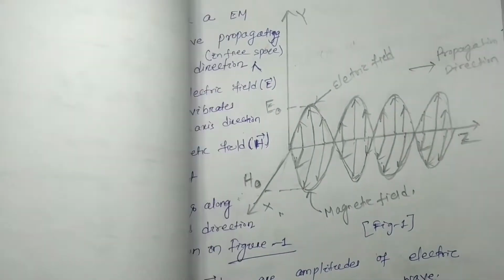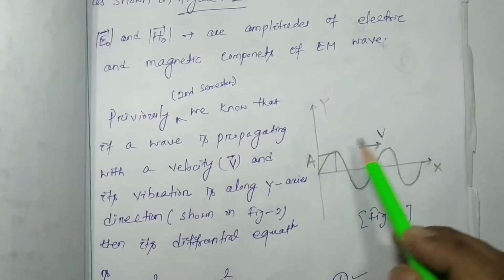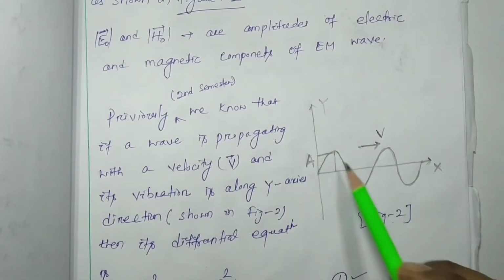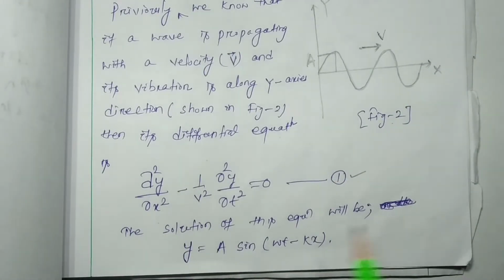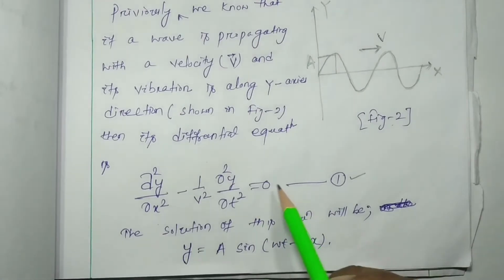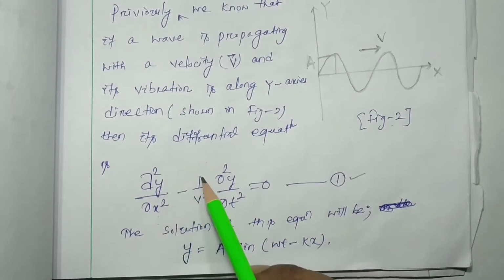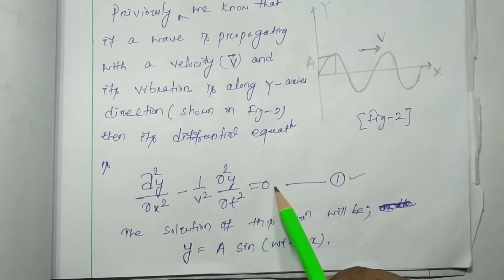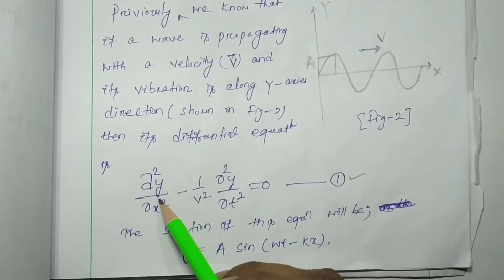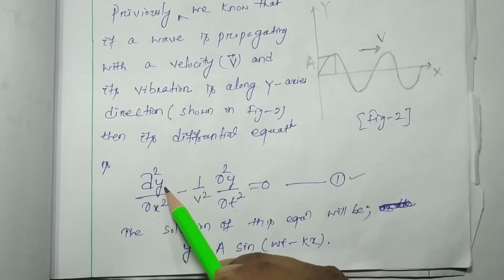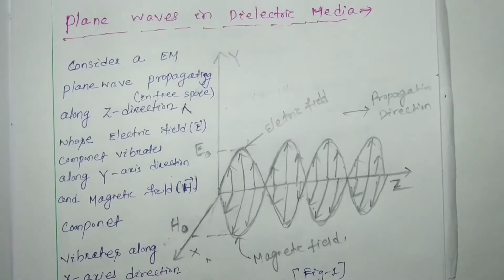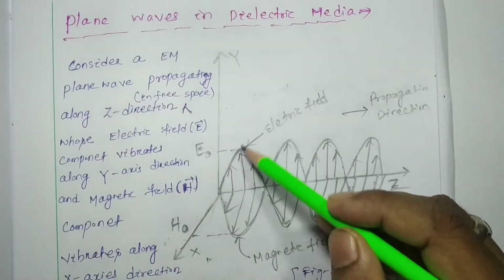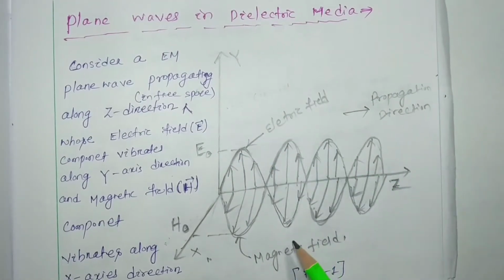Here, this is the wave which is vibrating along the y-axis and propagating along the z-axis, and its solution is a sine(omega t minus kx). Its differential equation is del square y by del x square minus 1 by v square del square y by del t square equal to 0. Here the vibration direction is in del square y, divided by del x square, that means x represents the propagation direction.